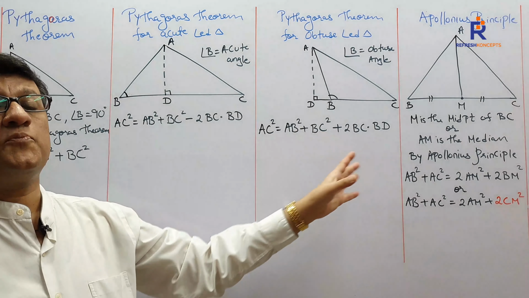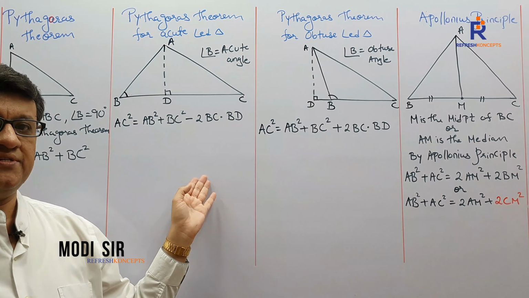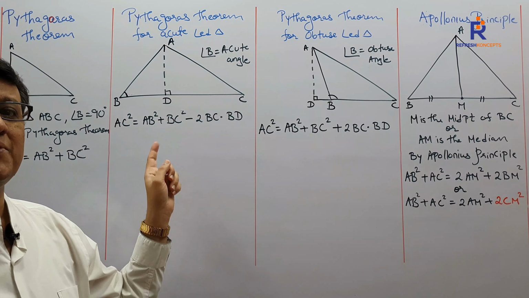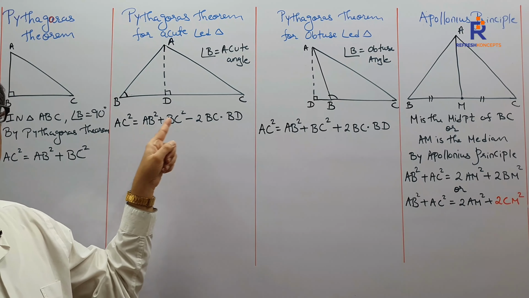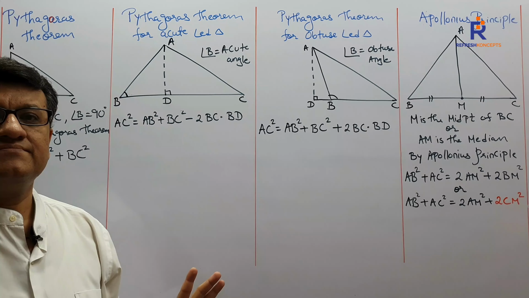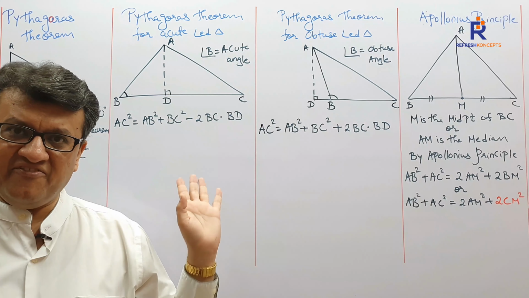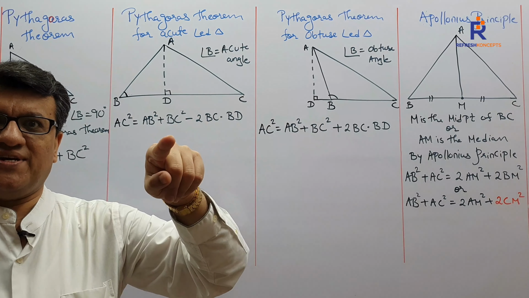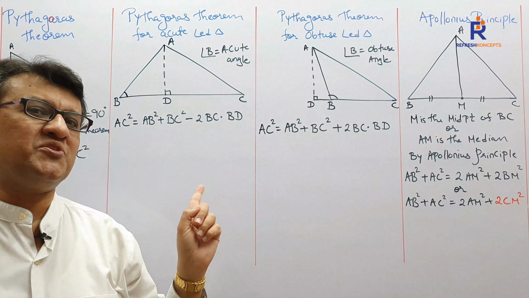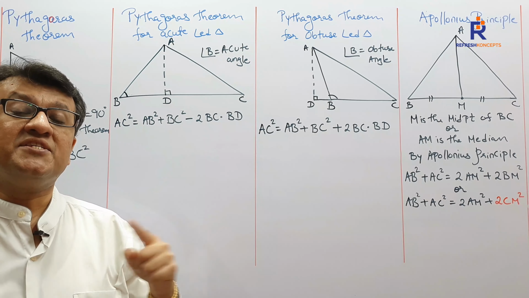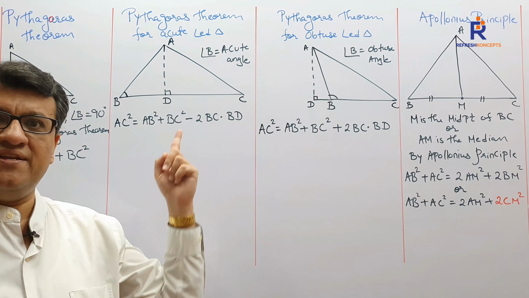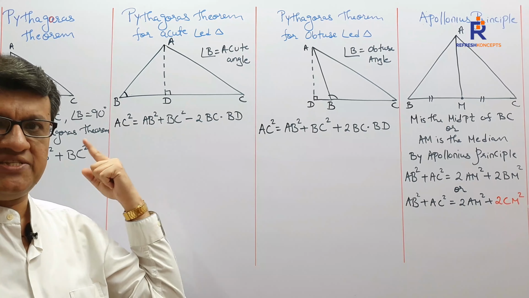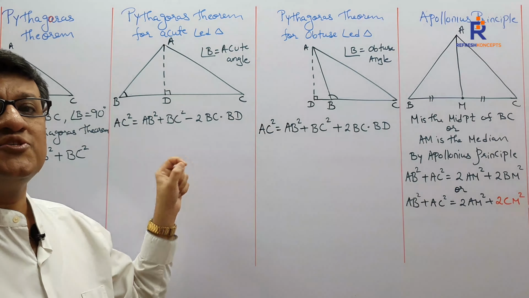For acute minus, for obtuse plus. So minus over here, twice base, so twice BC, into angle to perpendicular distance. Angle is B, perpendicular is D, BD. Once again, children, if you have picked up angle B, then opposite to angle B is AC square. So the square of the side opposite to the angle, AC square, is equal to the sum of the squares of the sides from which the angle is made, AB square, BC square, minus twice base entire. When I say base, I mean entire, into angle to perpendicular distance.